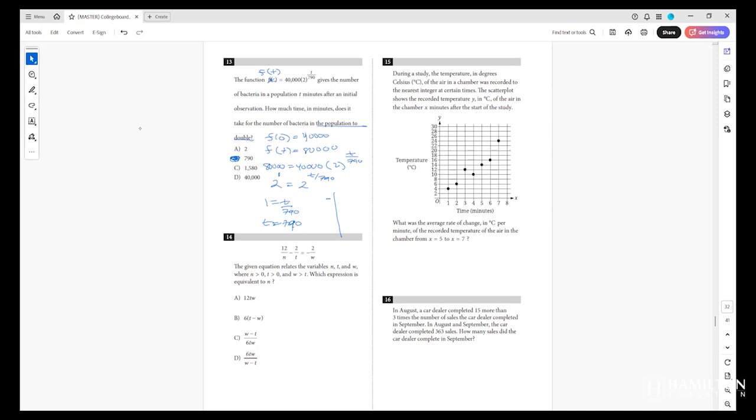Like if you have a table of values, we have 0, 790, 1580, etc., then it would be 2 to the 0, 2 to the 1, 2 to the 2. So it's kind of how many times it's multiplying by that base. So, all right, see you in the next one.